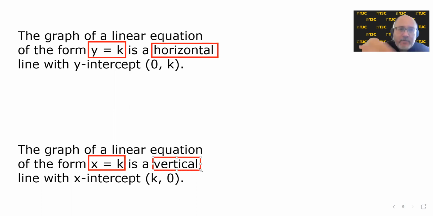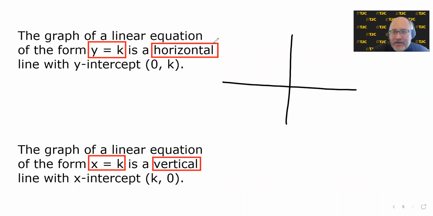Why is that? Well, think about it. Let's start with the equation y equals k. For example, we'll say y equals 3. What does this equation require of the letter y? It says it has to equal 3. And what does it require of the letter x? Nothing. It doesn't care what x equals because it doesn't even mention the x. So this equation says, I don't care what x equals. x can be anything, but your y must equal 3.